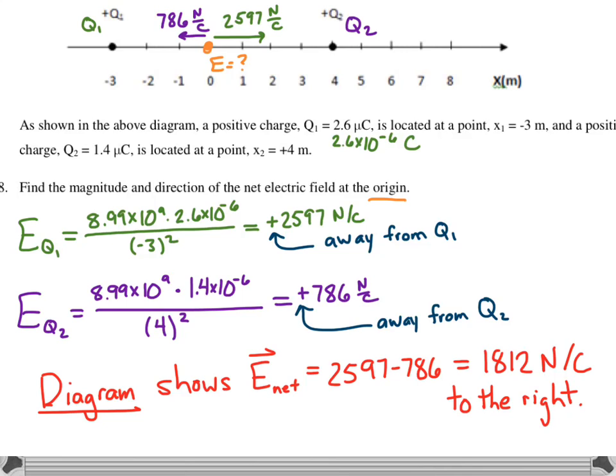We can definitely say toward the right because we've drawn a diagram and we know that this vector has a bigger magnitude than that one. So when we add these two vectors together, we're going to get a net result that points toward the right. So, very important to draw diagrams with electric field and force, especially when we're dealing with point charges. And to remember that positive means away from the charge, negative means toward the charge.